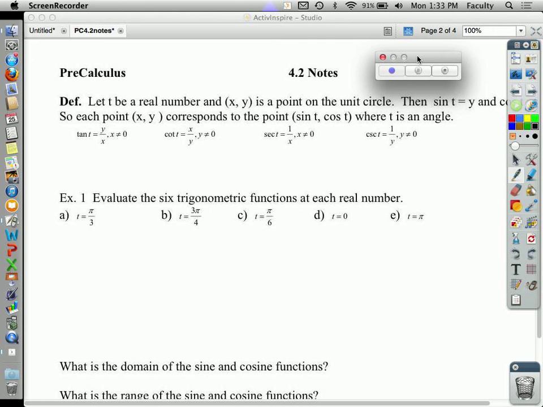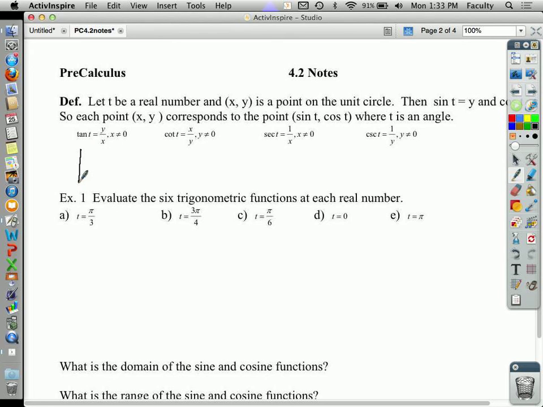Okay, what I want to start with is have you draw your 30-60 right triangles and 45-45. I personally use my triangles versus the circle itself.